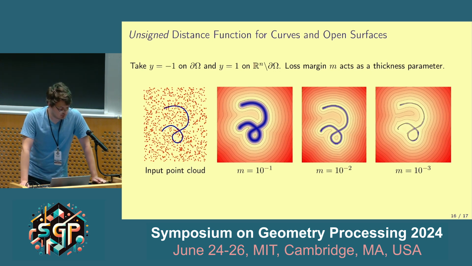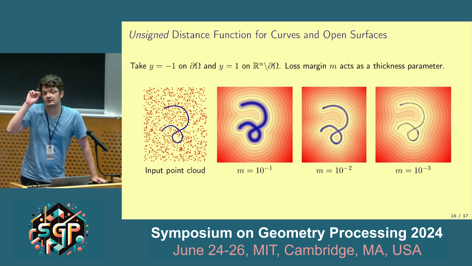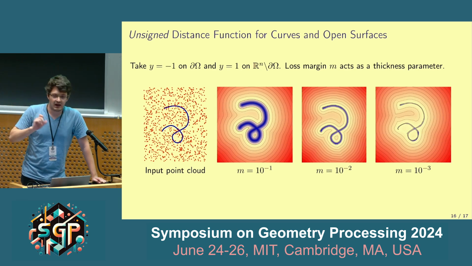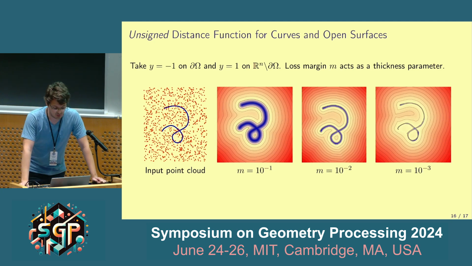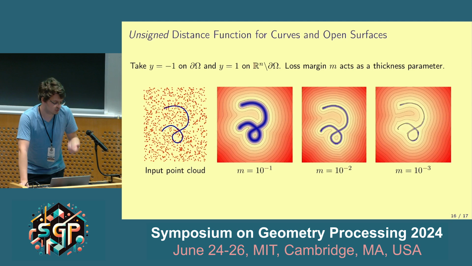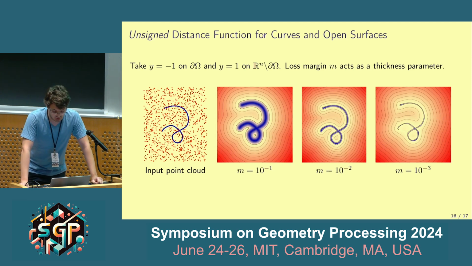And what's interesting here is that the margin parameter we added in the hinge loss actually acts as some kind of thickness of reconstruction. So if you have a large margin parameter, training will be easy, but you have some imprecision. But small margin parameters, or m going to 0, will lead to more precise results, but training of the network will be more challenging.